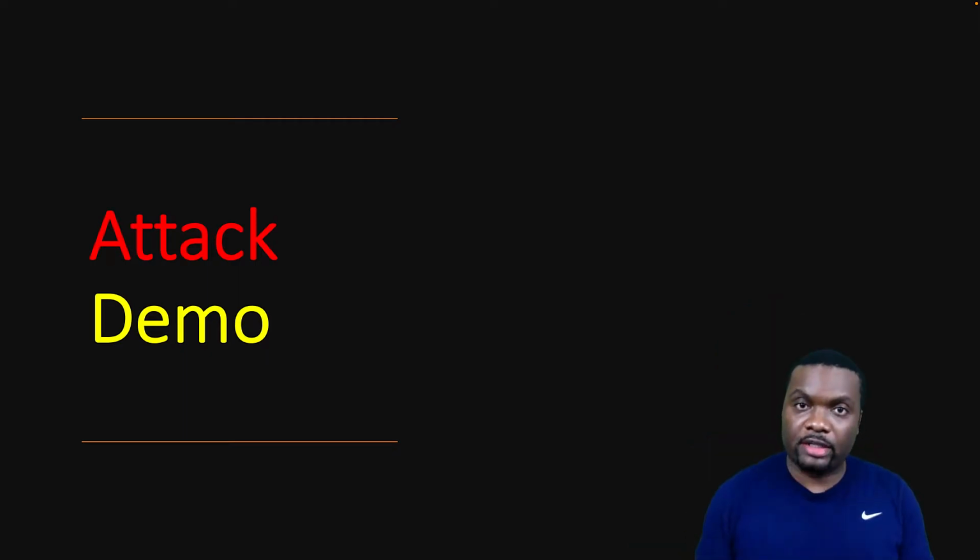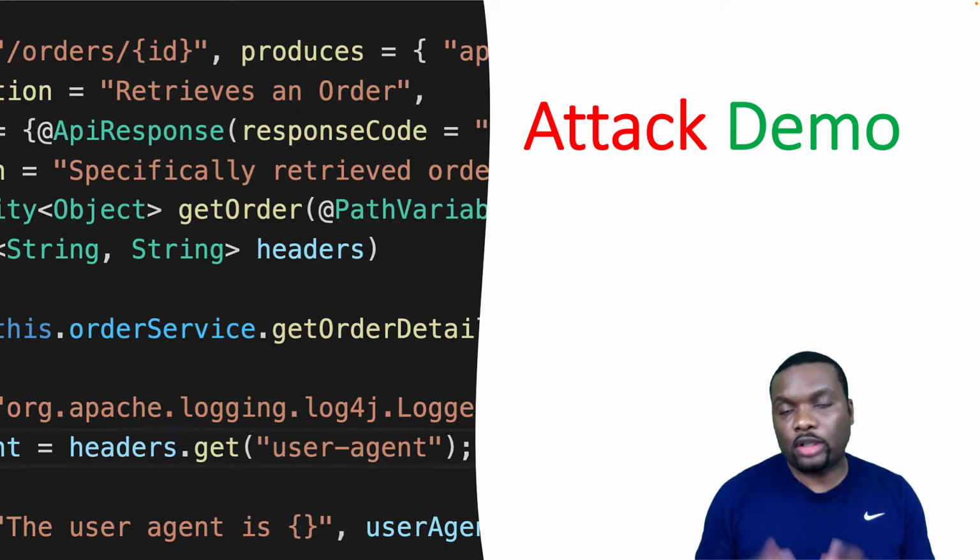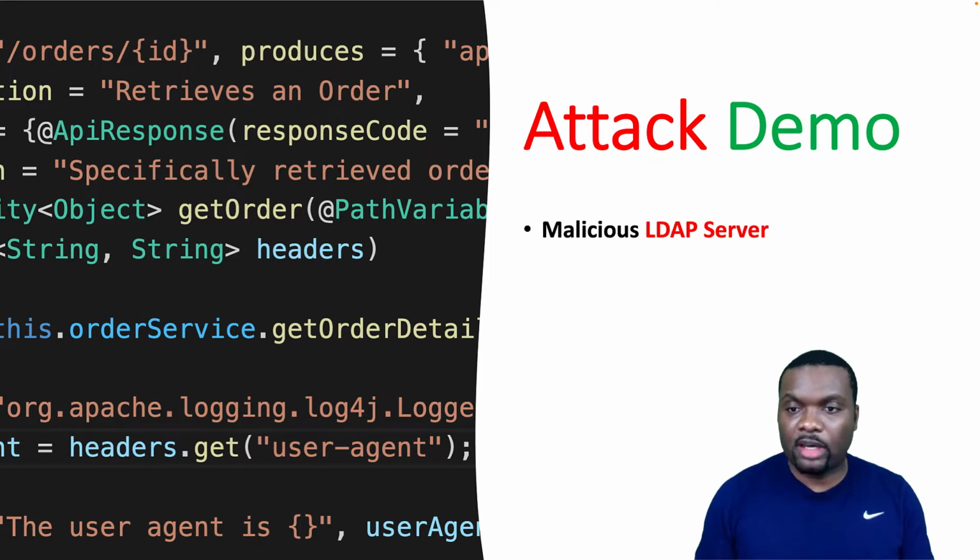To go over this, I want to show you what components we need to make this happen. First, we need the malicious LDAP server. This will be the server that would receive the request from the application to perform the lookup that will redirect us to the web server that will download the code.